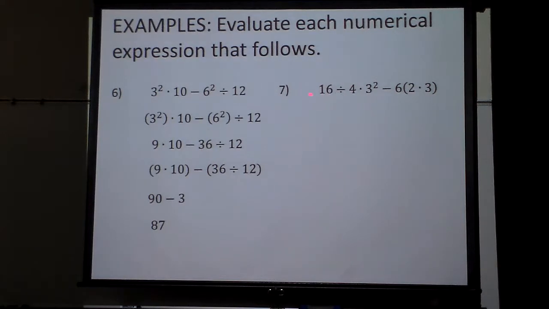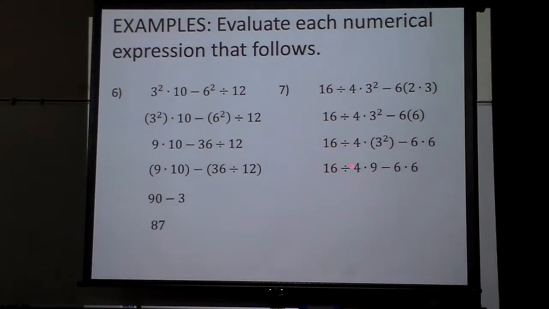So look at the second one. There are parentheses first, so guess what I'm going to do first? I'm going to do the 2 times 3 first, which is 6. Now I'm going to do the exponent next, which is 3 squared, which makes 9. And so now I look at it.